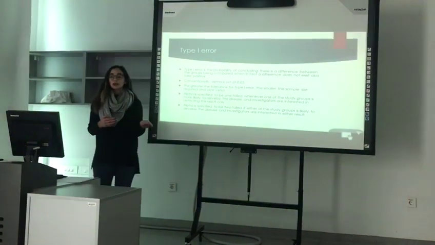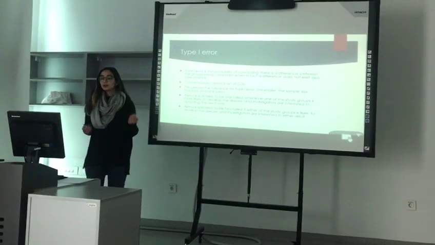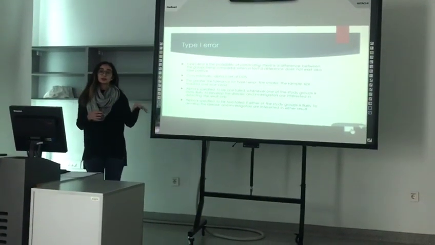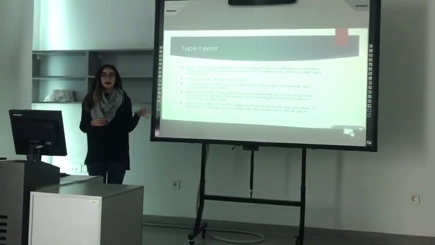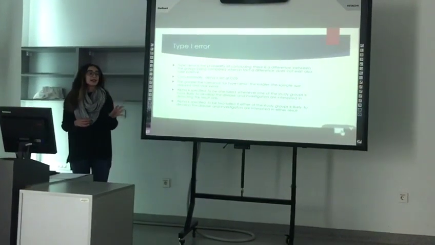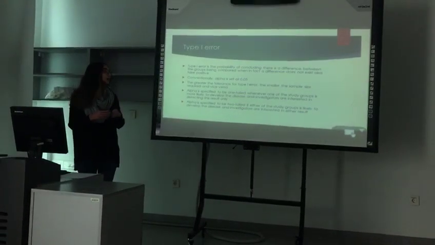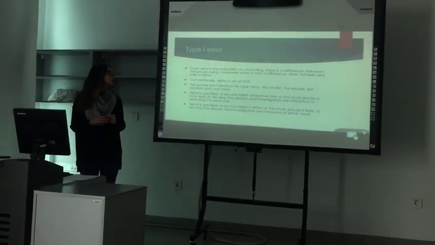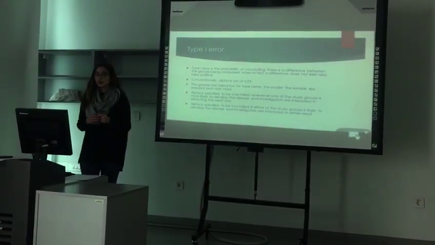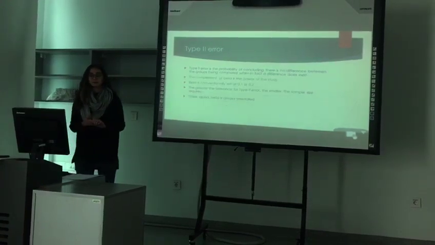Alpha can be either one-tailed or two-tailed. It is said to be one-tailed whenever one of the study groups is more likely to develop the disease, and investigators are interested in detecting this result only. However, it is said to be two-tailed if either of the study groups is likely to develop the disease and investigators are interested in either result.